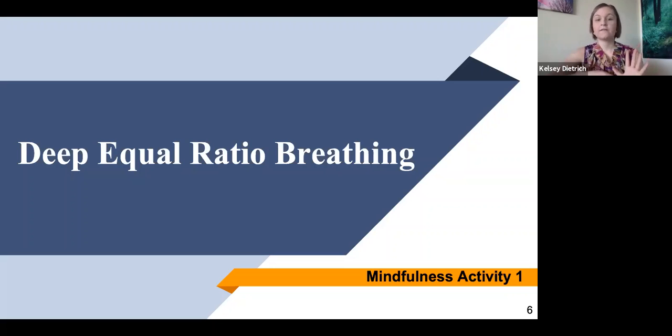And with this one, very similar to what we just did with deep equal ratio breath, but taking the finger on the opposite hand, you'll trace your open palm. And on the inhale, say I'm starting on my thumb, you'll inhale as you trace up your thumb. And as you exhale, start to trace down the thumb. Inhale, tracing up your pointer finger. Exhale as you trace back down, and moving all the way through all of your fingers.